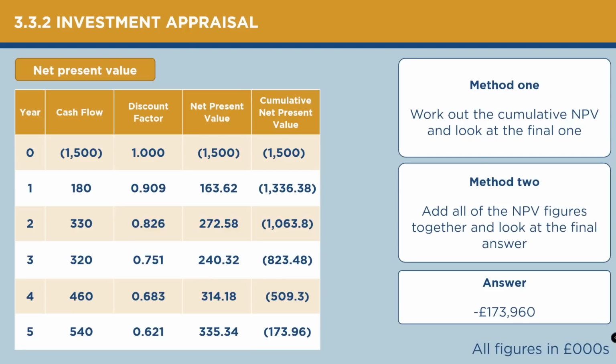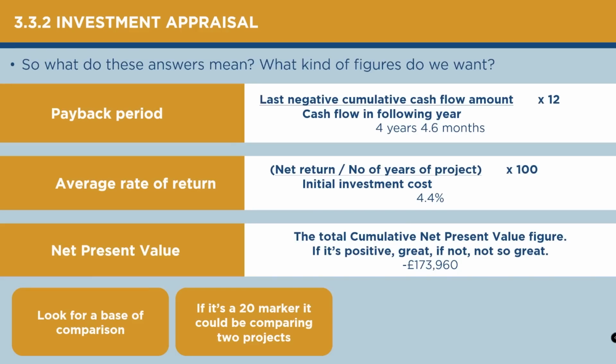The alternative method is to do just your net present values and then just add them all together and look at the final answer. But if you're going to do that, make sure you put the minus at the start of the minus 1,500 for the investment. Otherwise your answer will be much, much higher than it should be. So the answer there is minus 173,960.